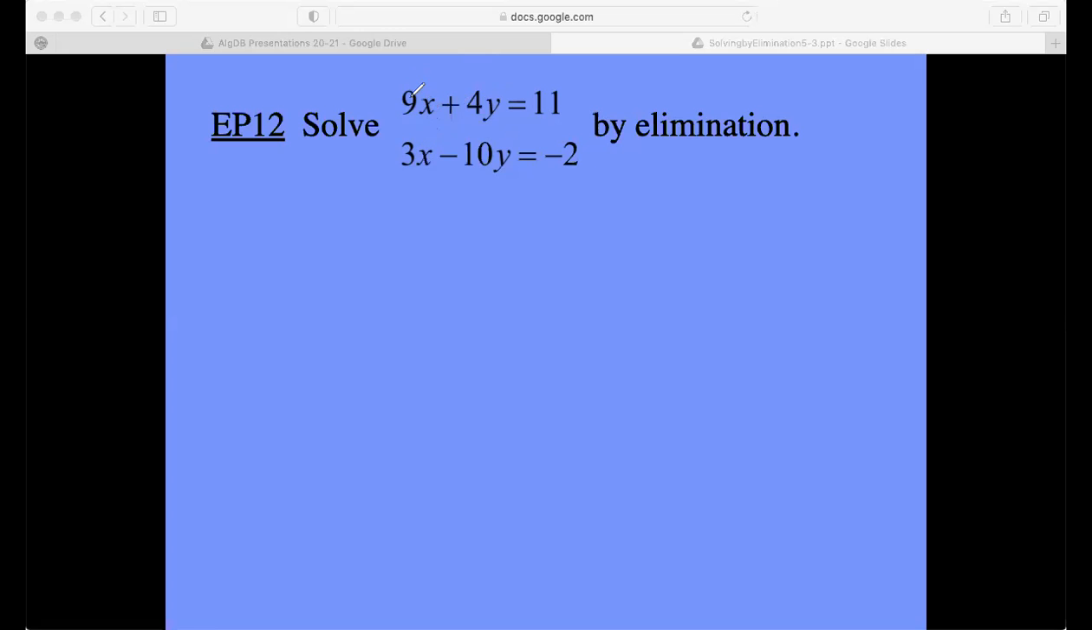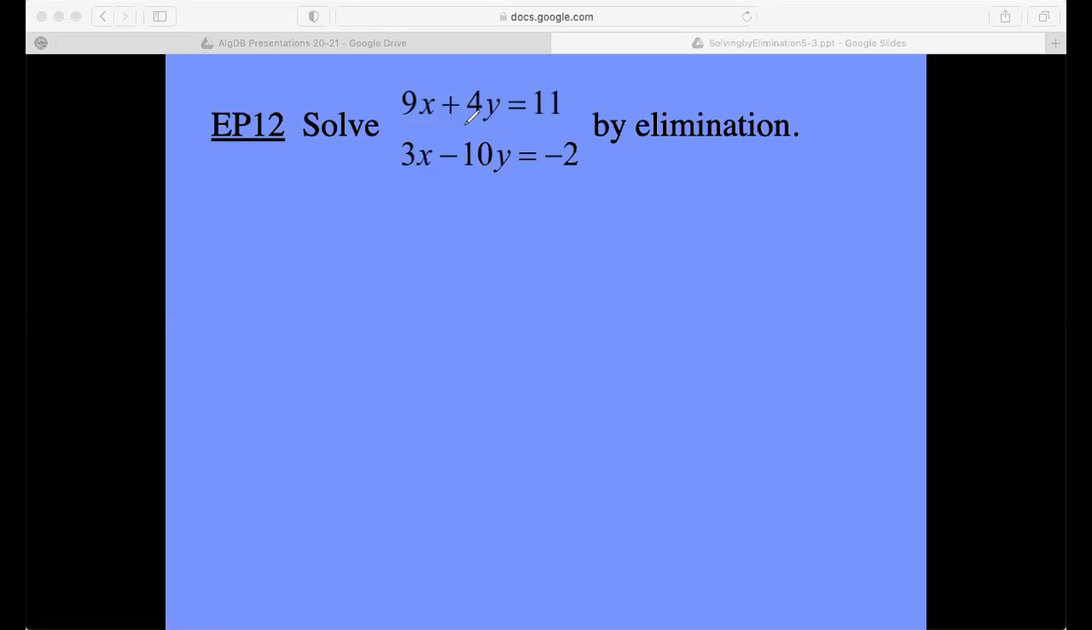So if I look here, I have 9x and 3x. In order to be opposites, I would really like this 3 to be a negative 9, because then 9x plus negative 9x would be 0. Or I could look at the y's. I have a 4y and a 10y. I know both 4 and 10 go into 20. So if this were a positive 20 and this were a negative 20, those would cancel. So you have a couple options here.